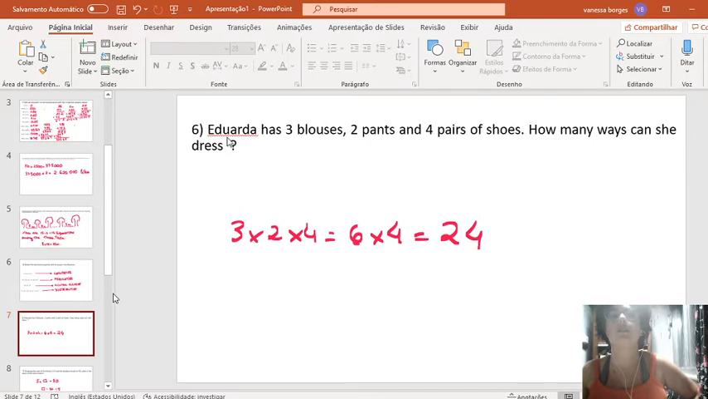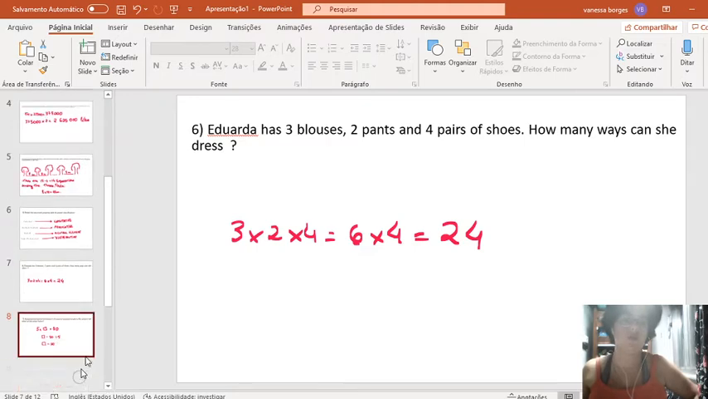Question 6. Eduarda has 3 blouses, 2 pants, and 4 pairs of shoes. How many ways can she get dressed? So I just multiply all of them. 3 times 2 times 4 is the same as 6 times 4, which is 24.